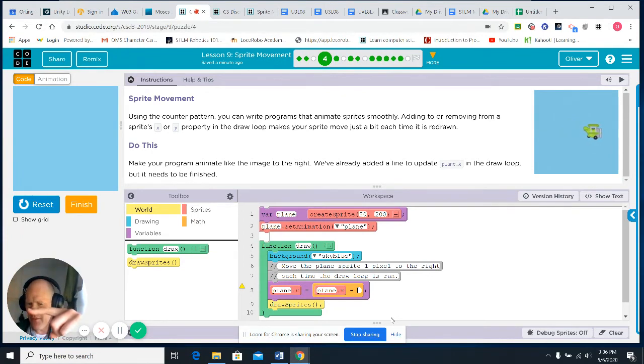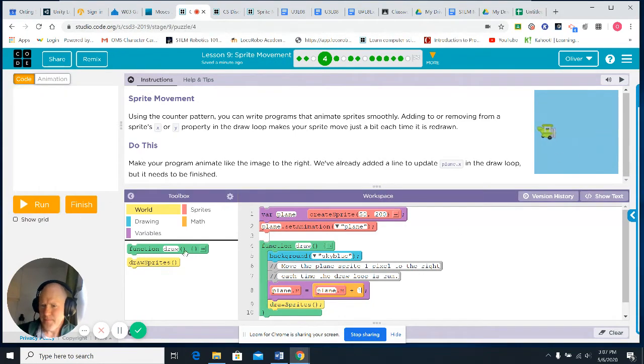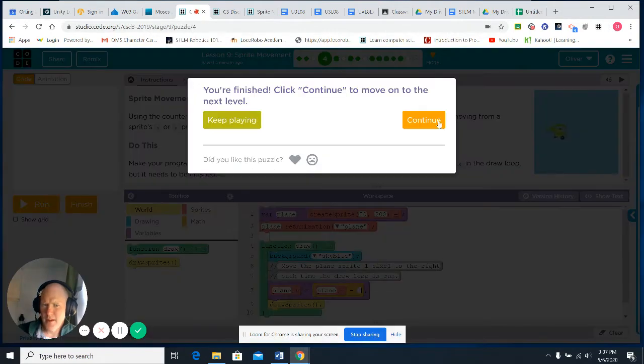It runs from 1 to 10, and once it gets to that draw loop, it does it again. It keeps doing the draw loop, round and around and around. We just change that back to 1. So the important thing is that you're learning this. Plane X equals plane X plus 1. That's what's going to make this sprite, the plane, move to the right. Let's finish that up.